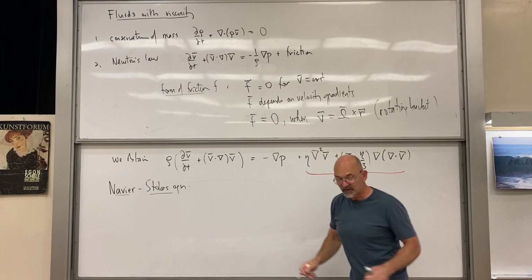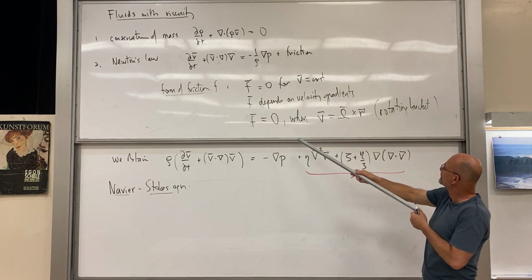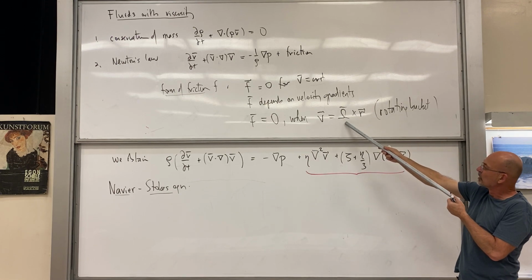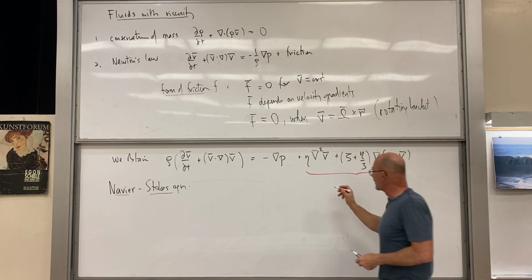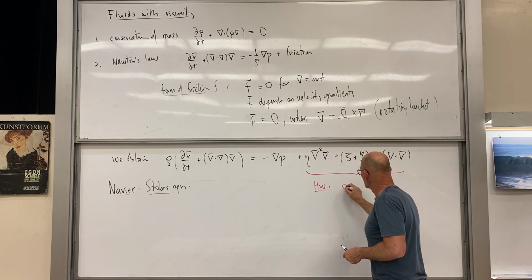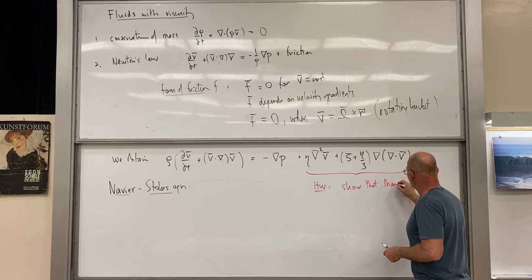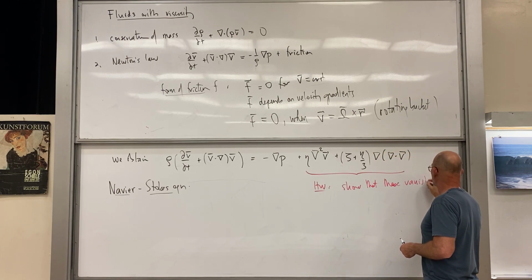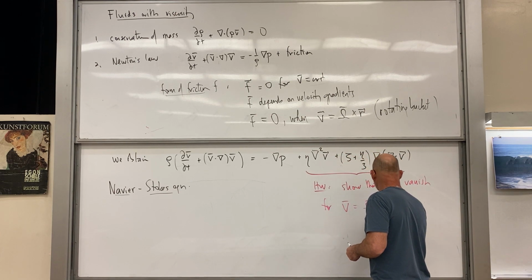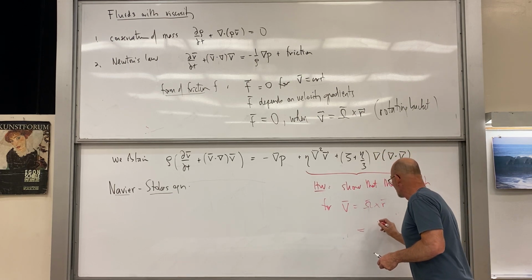So let me just write this as an interesting homework problem. It was one of those stipulations. It's clear that they vanish when V is constant, and we're going to prove this here. So let me just write this as homework. Leave some room in your notes. Show that these vanish for V equal omega cross R of the form that we did earlier this semester.